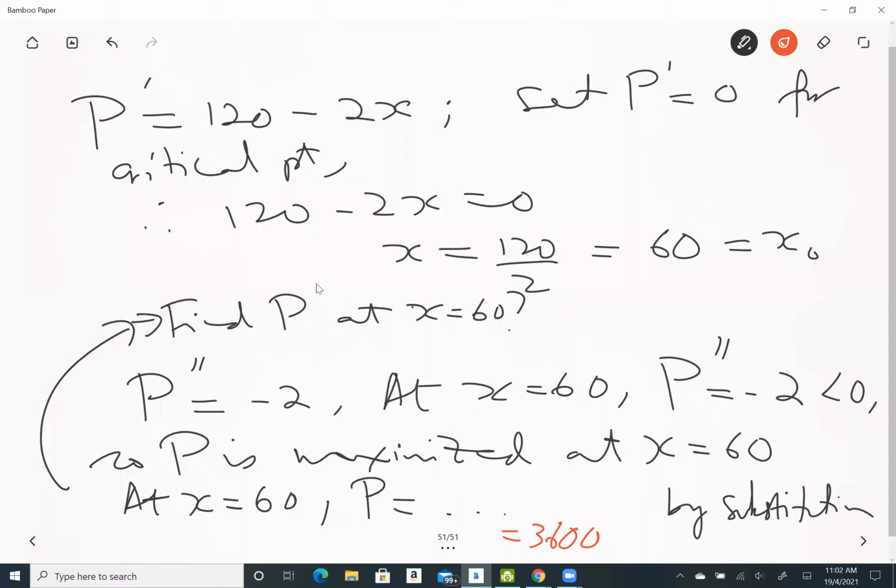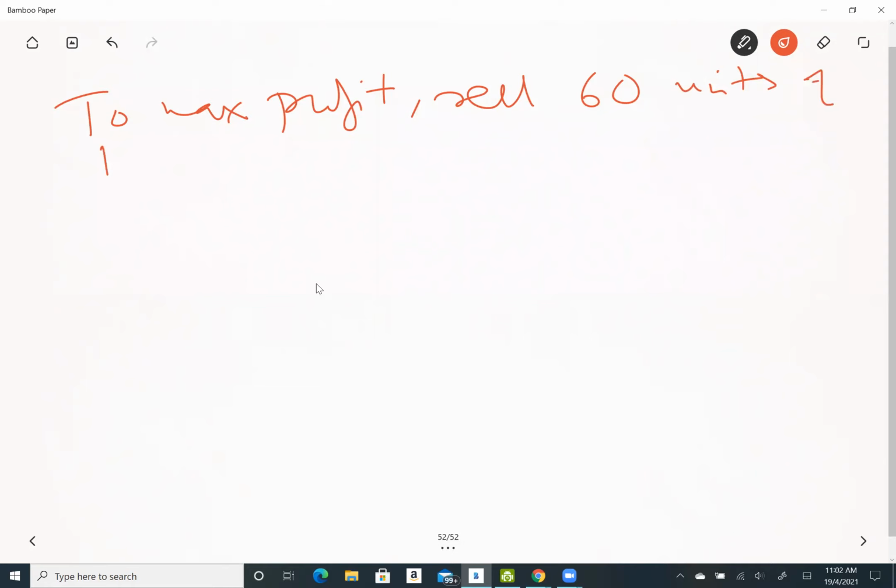3,600. Everybody got it? So substitute that into the profit. Okay. Yes. So you got 3,600. So that is the maximum profit. So our conclusion will be to maximize profit. To maximize profit, we have to sell 60 units of the good. And what is the good? It didn't say what it is, just units. 60 units of the good or of the product. And the maximum profit is equal to what?